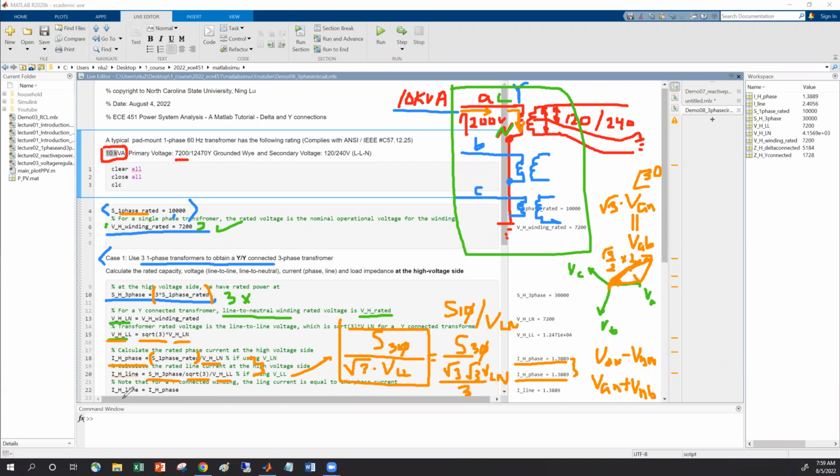okay? So next, we can say that for this Y-connected transformer, the line current equals the phase current. So line equals the phase. So you can just do that.